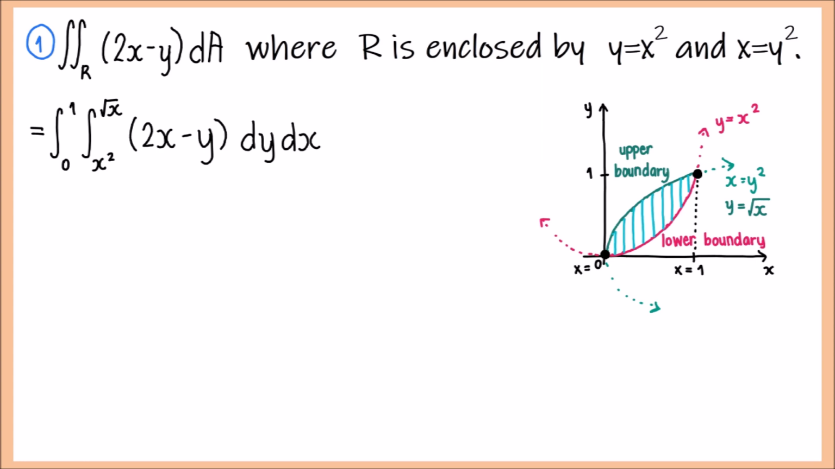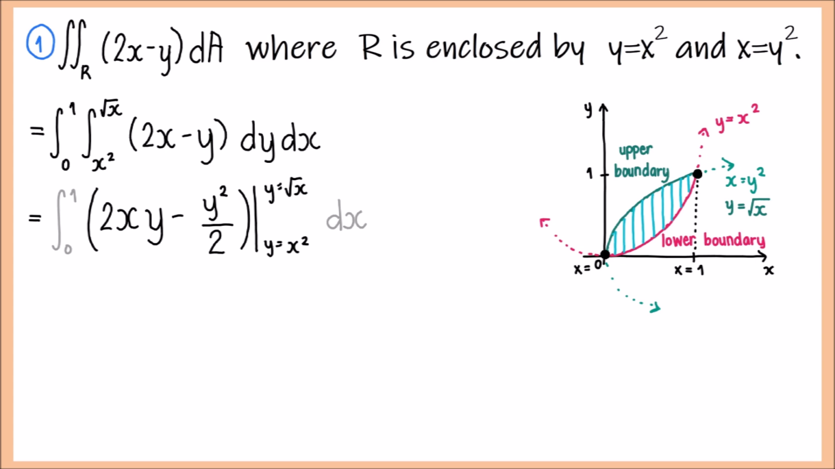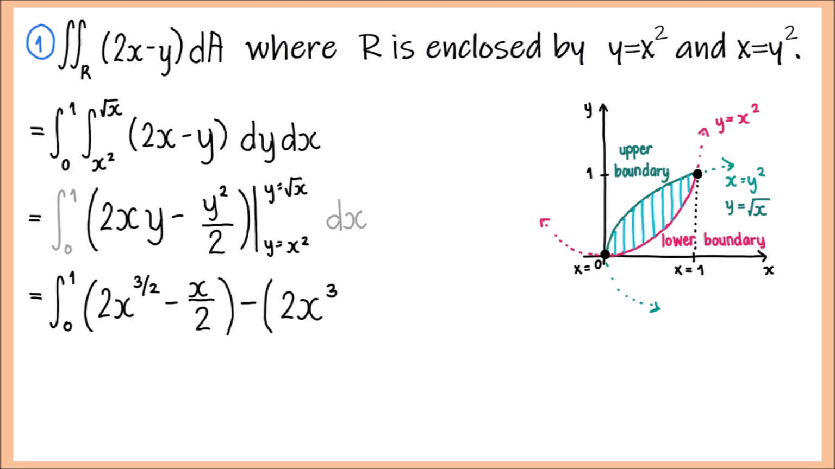The integral of 2x with respect to y is 2xy, minus the integral of y, that is y squared over 2. Then evaluate this from x squared to square root of x. First, evaluate at square root of x. We have 2x raised to 3 over 2, minus the square of the square root, so we get minus x over 2, minus evaluate it at x squared, so we have minus 2x cubed minus x raised to 4 over 2.